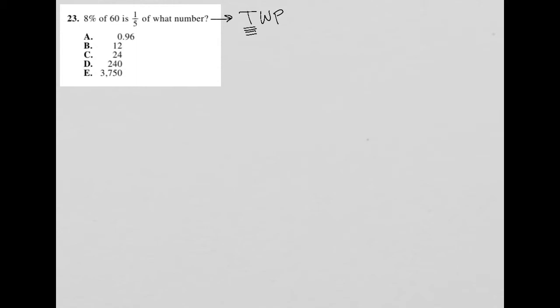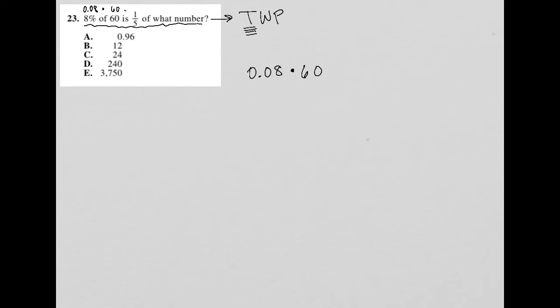And the bigger picture here is every single word in this sentence has a mathematical equivalent, right? So 8%, well, on this test, any percentage will be written as a decimal. So I'm going to write 0.08 of, right? So I'll even write it above it, 0.08 of means times. So here we go, times 60, right? So 0.08 or 8% of 60.